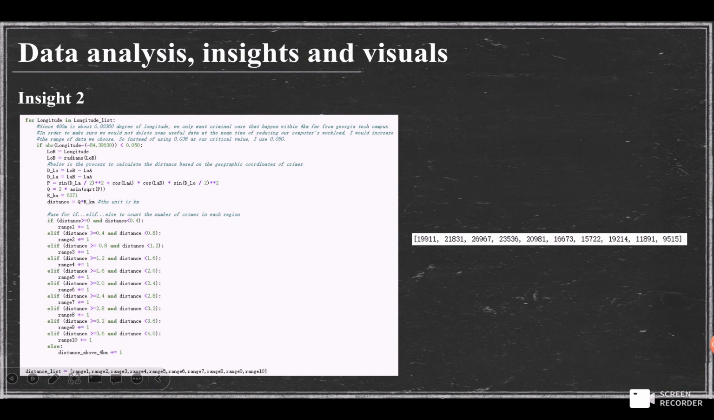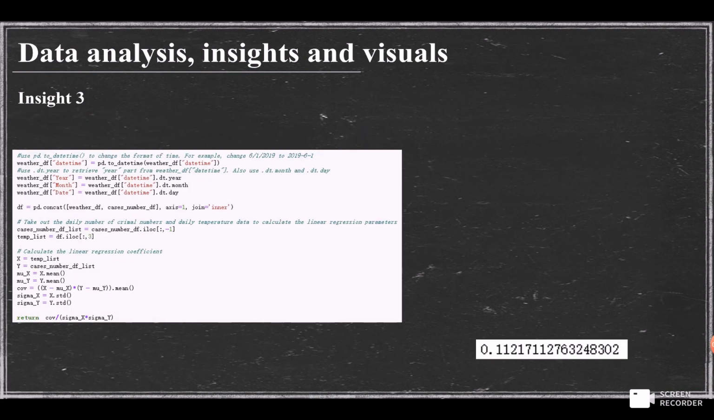And then this range 1 to 10 just acted as the variable to count the number of criminal cases. Then we get the list. Look at this. So what does that mean? For example, the first number 19.9 thousand means in the range of 0 to 0.4 kilometers from Georgia Tech campus, there are that many criminal cases.